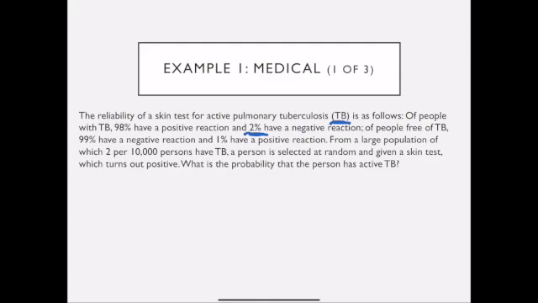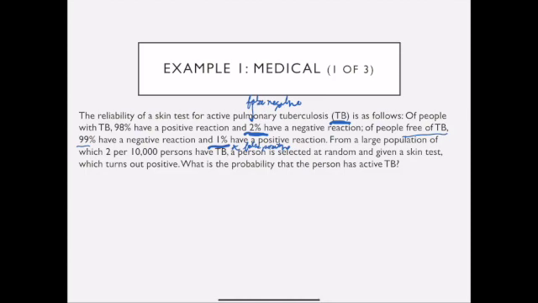For those who don't have tuberculosis, 99% will have a negative reaction, but 1% will have a positive reaction. When we talk more about statistics, or if you take statistics with me in the fall, this is what we call a false positive. This is a false negative. Okay, so from a large population of which 2 out of 10,000 persons have TB, a person is selected at random and given a skin test which turns out positive. What's the probability that the person has active tuberculosis?